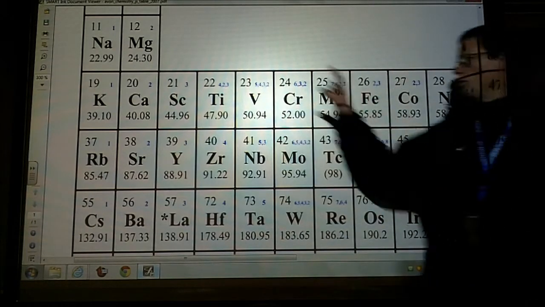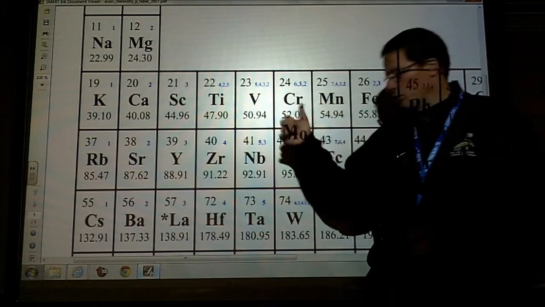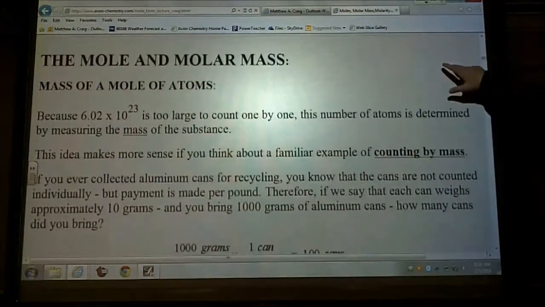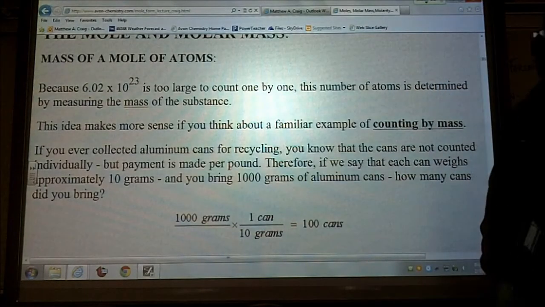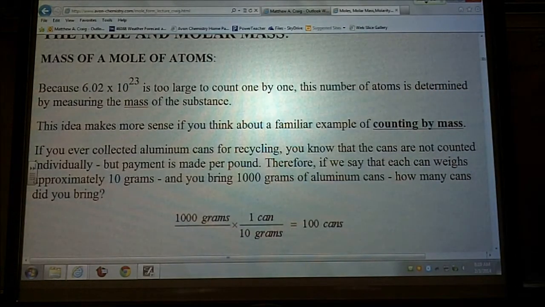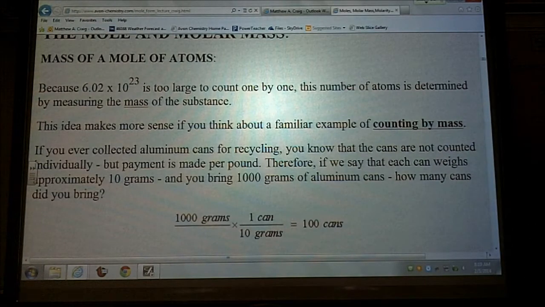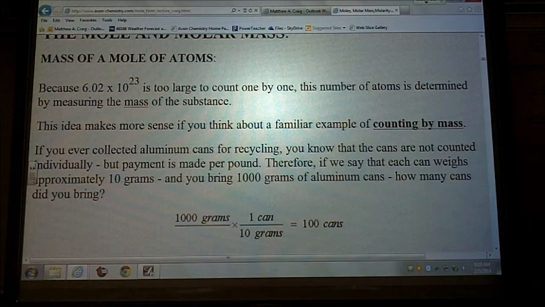So now we get to use everything that's on the periodic table. We have our molar masses, we have our charges, and we have our symbol. So we're very, very happy now. So the mole and molar mass. Again, since 6.02 times 10 to the 23 is too large to count one by one, this number of atoms is determined by measuring the mass of the substance. So anytime that you ever go into the lab and I ask you, okay, I need a half a mole of, say, sodium, then you're going to have to do a calculation and then weigh it out on a balance or a scale.